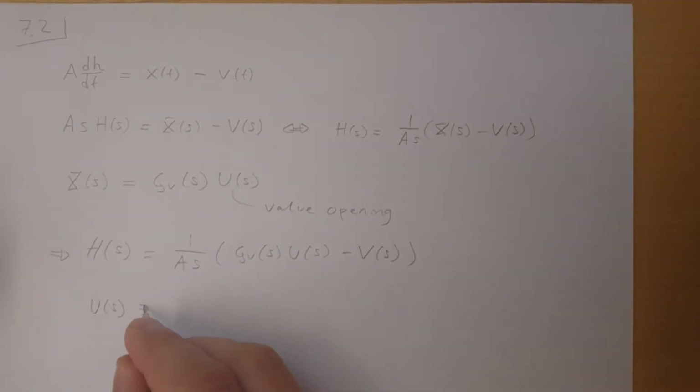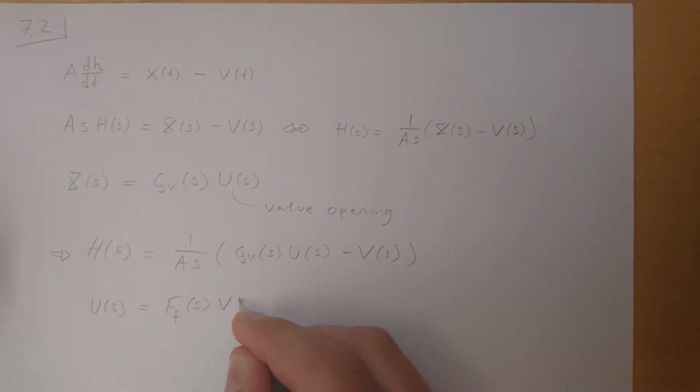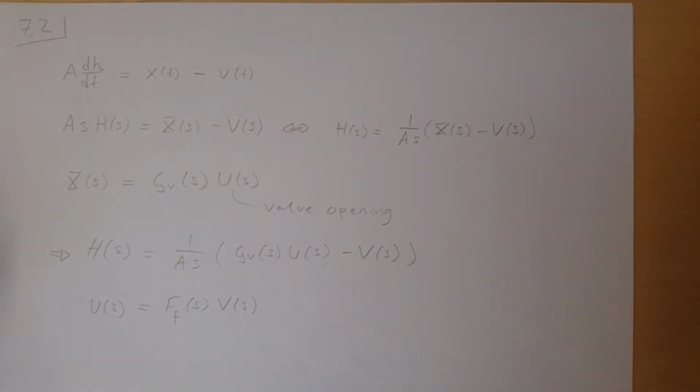So we know that U(s) is the feed forward control. Let us call it capital F, and then we put the lowercase f here to indicate feed forward. So F_FF(s) times the outflow V(s). If we plug this expression in here, then we get the final expression for H(s), which is 1 on A s times G_V(s) times F_FF(s) times V(s) minus V(s).